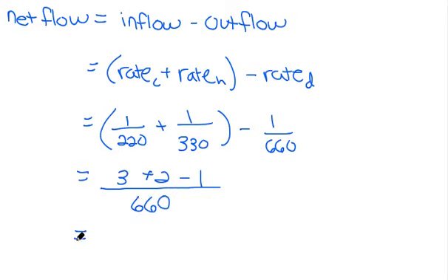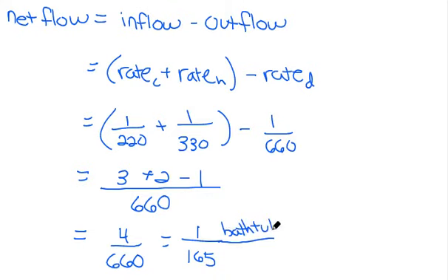Now simplifying this a little bit, we have 5 minus 1, so 4 over 660. And we just have to simplify that. They both have a common factor of 4, so we end up with 1 over 165. Now remember, the units on this are 1 bathtub per 165 seconds.